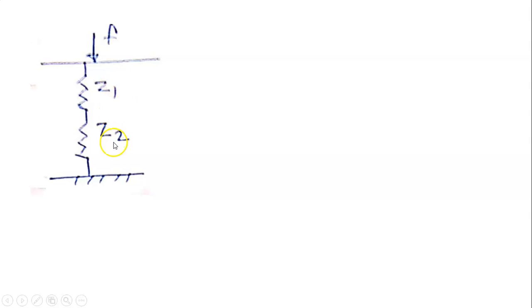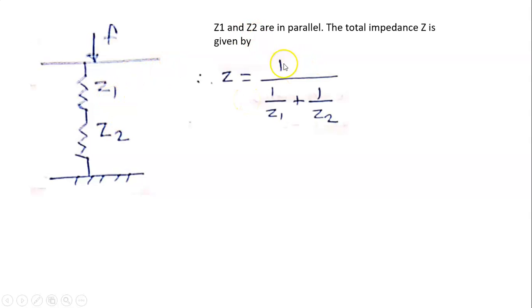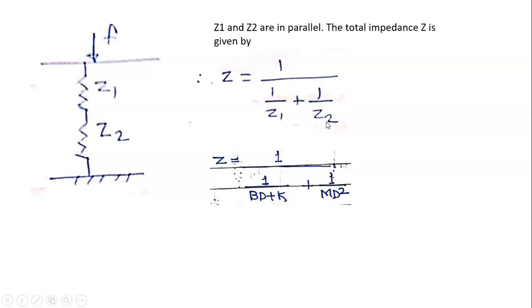Therefore, their equivalent impedance Z is given by, since Z1 and Z2 are in parallel, Z is equal to 1 divided by (1 upon Z1 plus 1 upon Z2). Substituting the values of Z1 and Z2, Z is equal to 1 divided by (1 upon BD plus K plus 1 upon MD square).